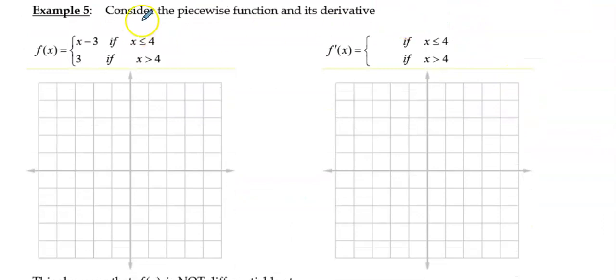And this one says, consider the piecewise function and its derivative. So we're going to go ahead and graph our function here. When x is greater than 4, our value is going to be 3. So when x is 1, 2, 3, greater than 4, our function is going to be greater than 3.